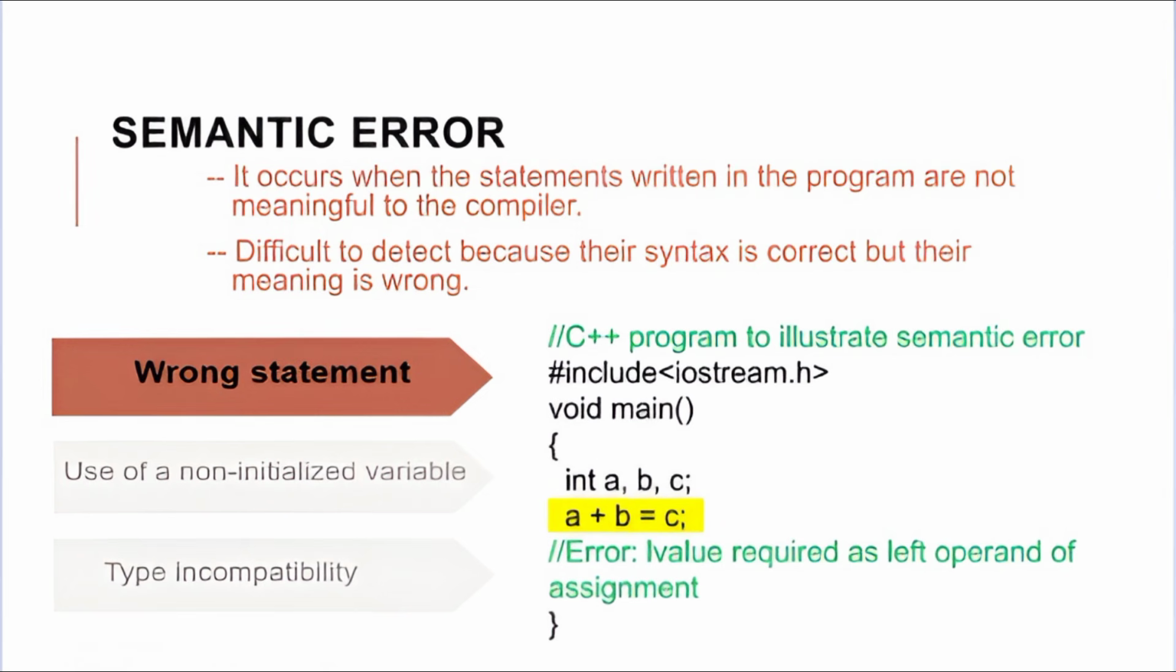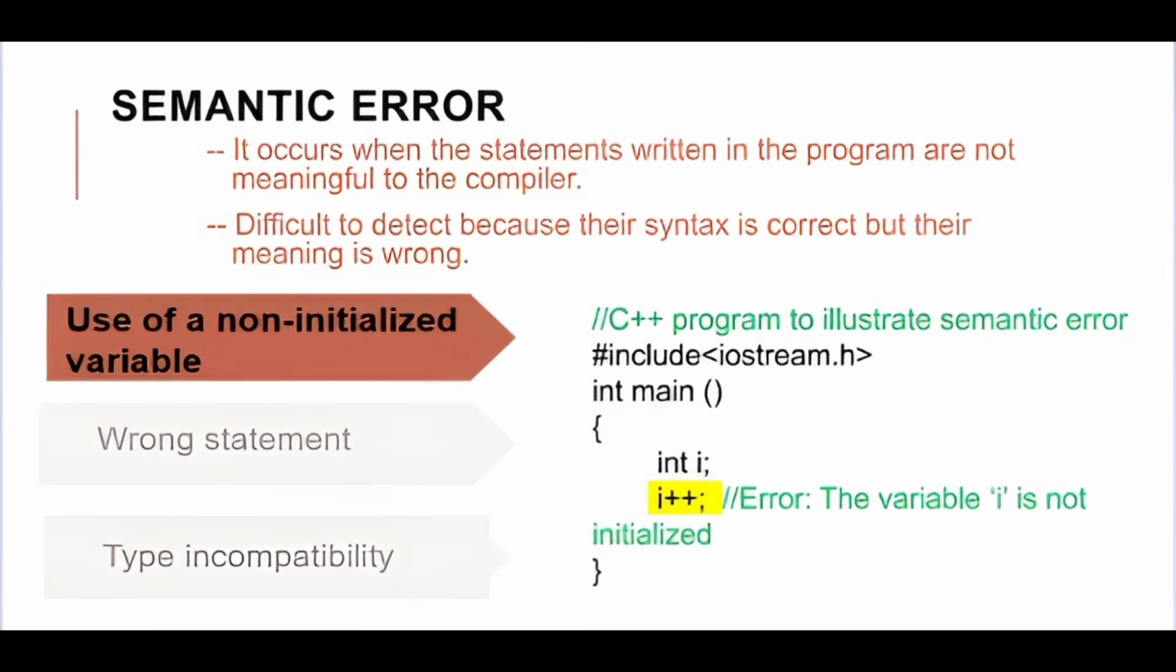So here we have the example. You can see that there are three variables declared here, int a, b, and c, and the statement written is a plus b equal to c. So this statement follows the grammatical rules, but it is meaningless because the value of a and b should be stored in c. So the correct statement should be c equal to a plus b. So this is also an example of semantic error.